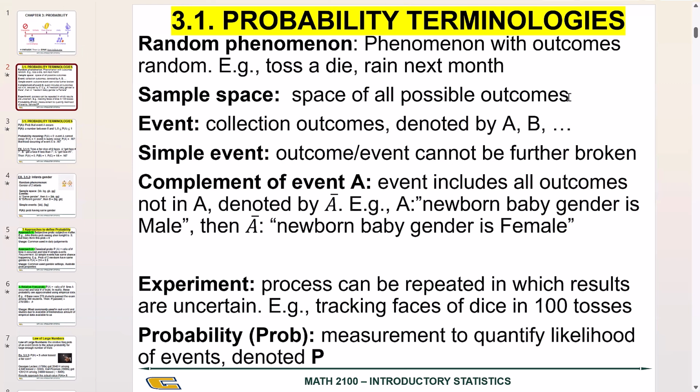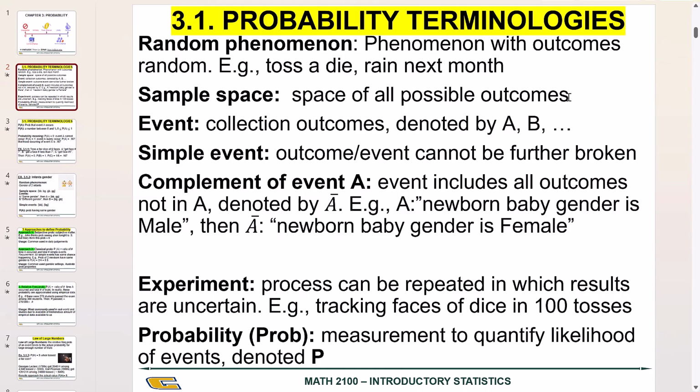Another one is whether it will rain or not in the next month, exactly 30 days after today. You know that it may rain or not rain, but you don't know for sure what the outcome is going to be. So all these phenomena we call random phenomena.